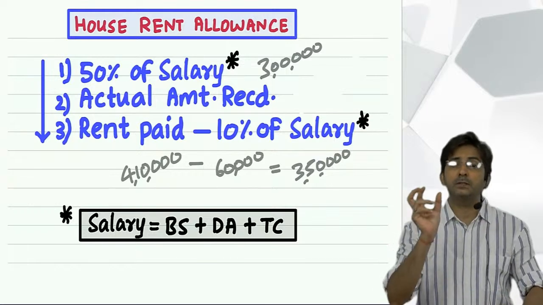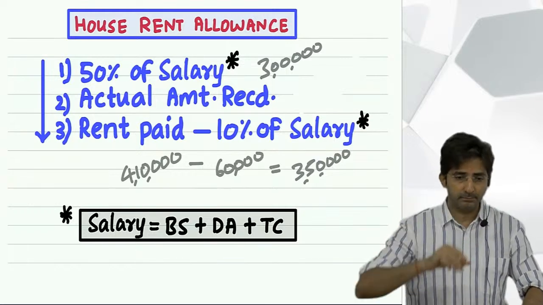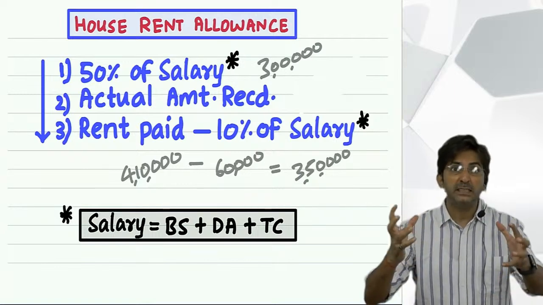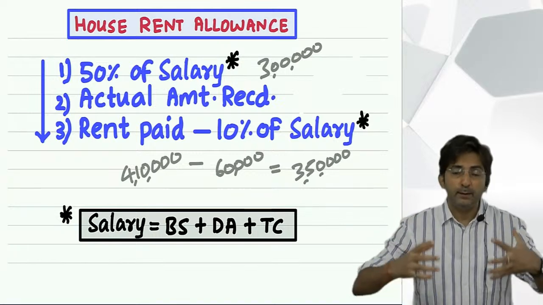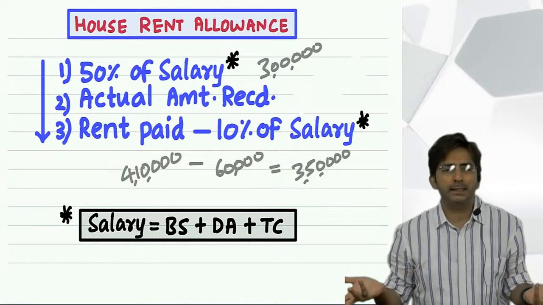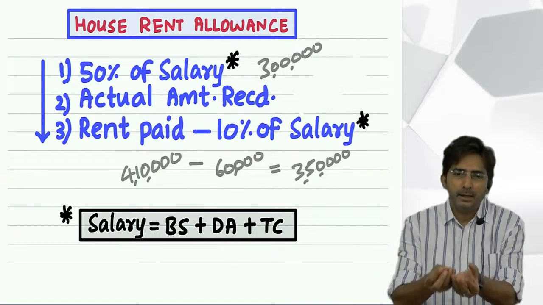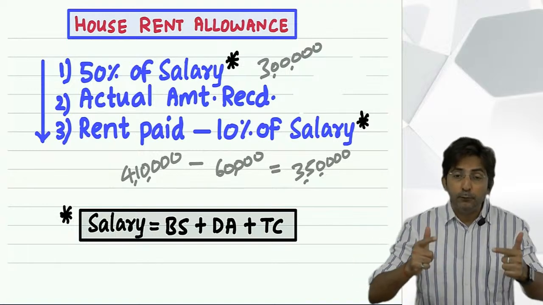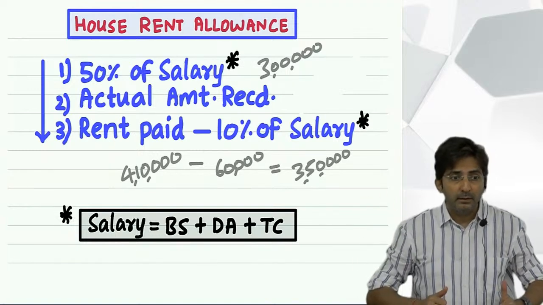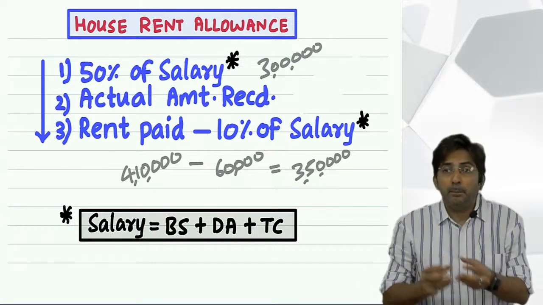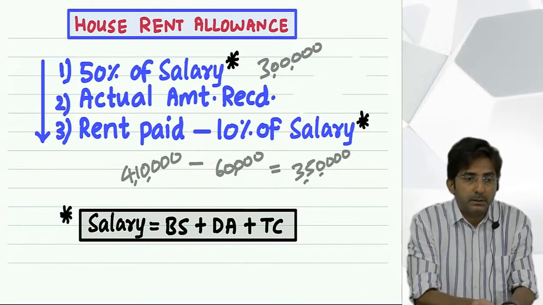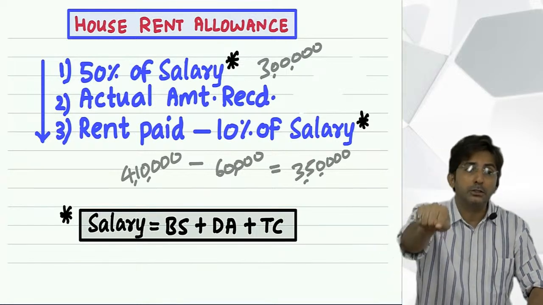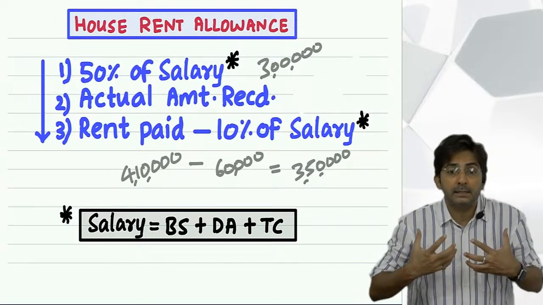Dearness allowance is an allowance to face inflation. You know, inflation is horrifying. Rich people don't realize it. But a person who is middle class or below middle class is terrified by inflation. Because inflation means things become costly, and he has to spend more. And a poor middle class or below middle class person hardly has some income. So inflation is a torture or not? Yes. So for that torture, the boss will give you dearness allowance.